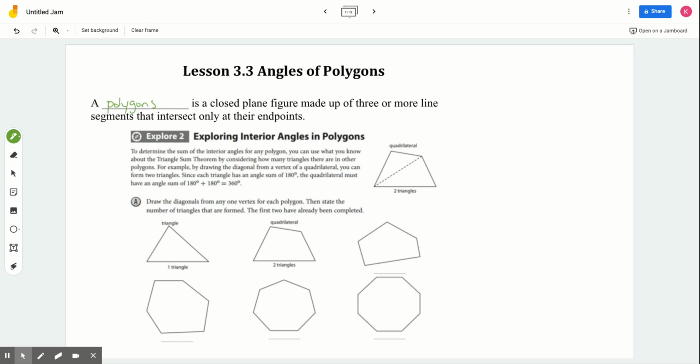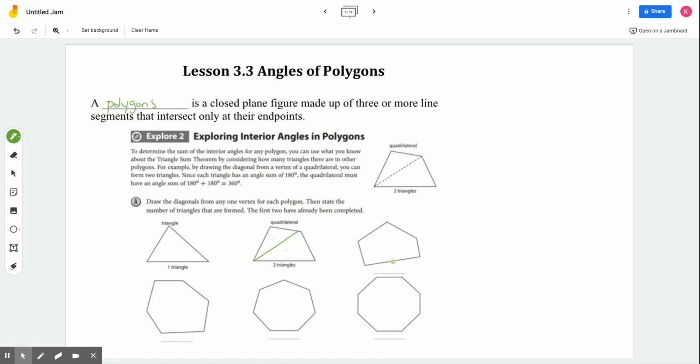or 360. So essentially what this is telling you is that we know that the sum of the interior angles of a triangle are always 180 degrees. So by splitting these polygons up into triangles, we can multiply how many triangles by 180 to find the total number of degrees in each of the polygons. So here we have a triangle that's made up of one triangle. The quadrilateral we can take from any one vertex across to another vertex, and we can make two triangles.